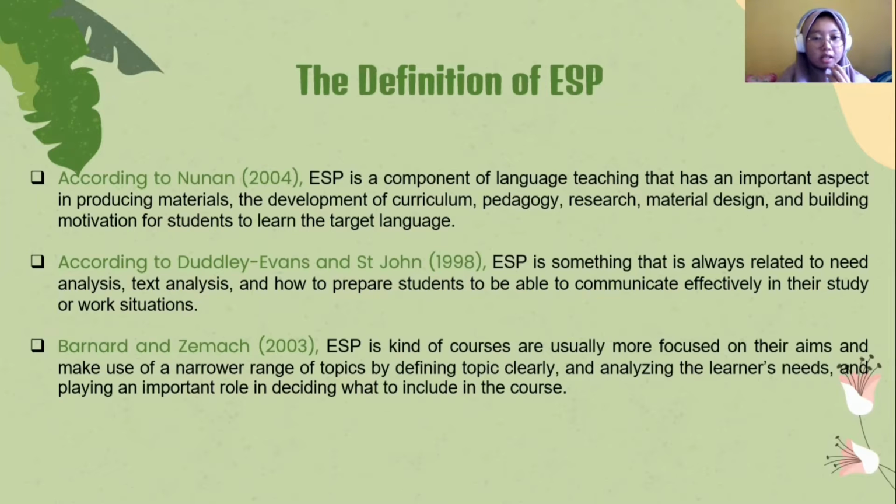And then the other opinion, from Hutchinson and Waters in 1987, ESP is something that is always related to need analysis, text analysis, and how to prepare students to be able to communicate effectively in their study or work situation. And then according to Bernard and Zimich in 2003, ESP is a kind of course that is usually more focused on its aims and makes use of a narrower range of topics by defining topics, analyzing the learners' needs, and playing an important role in deciding what to include in the course.